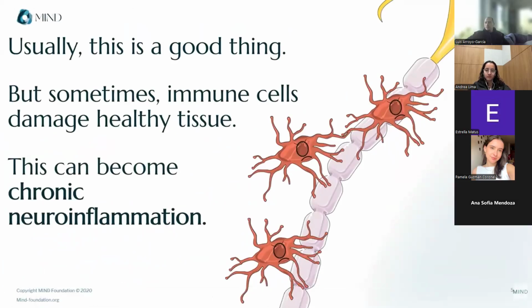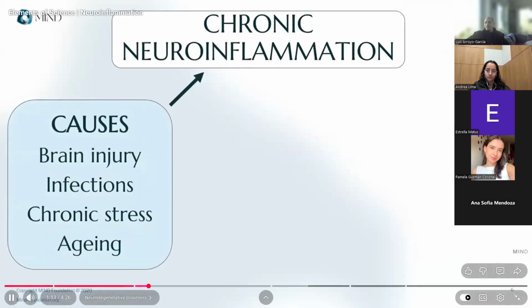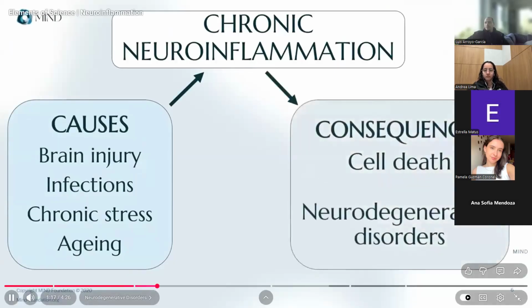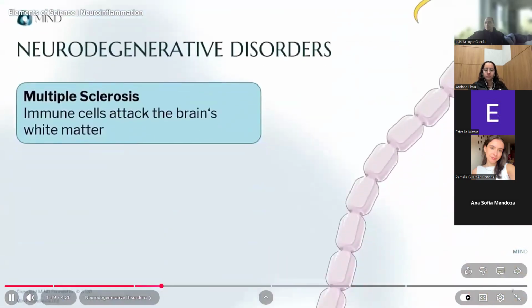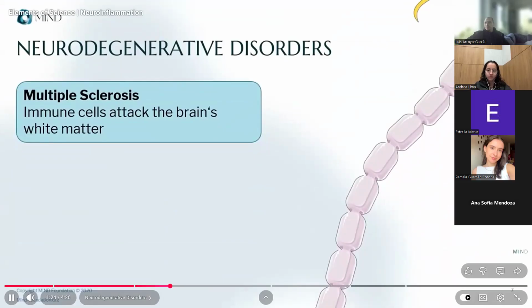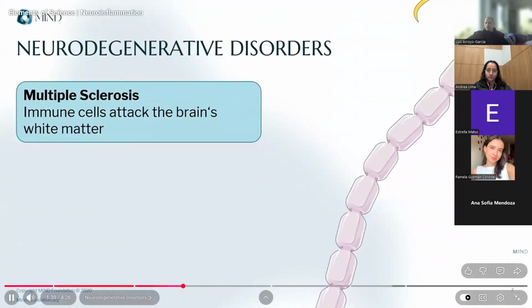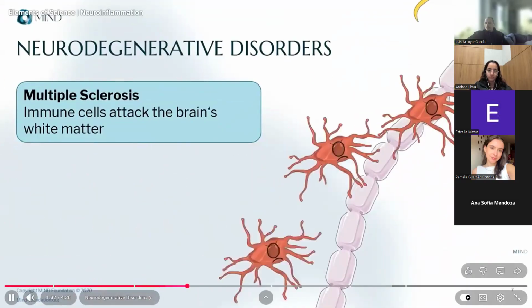You can't directly see or feel it, but it interferes with the way the brain functions. Chronic inflammation can happen after an injury or illness, but other things too, like chronic stress or even just getting old, can trigger out-of-control inflammation, and it does a lot of damage. Inflammation contributes to many neurodegenerative disorders, for example, multiple sclerosis. Normally, the brain's immune system is actually separate from the rest of the body's immune system, but in MS, immune cells from outside the brain break in and attack white matter.